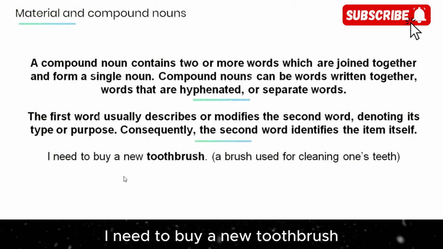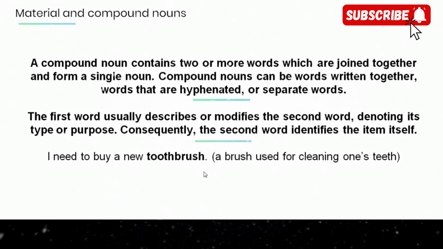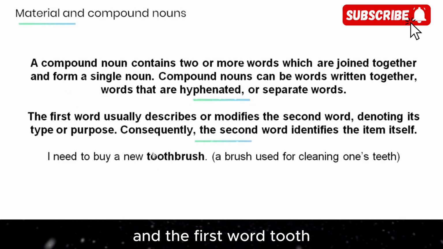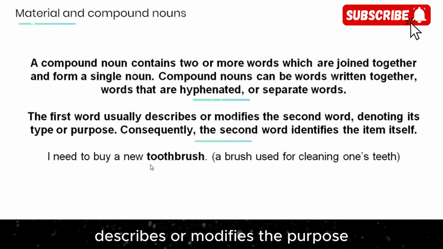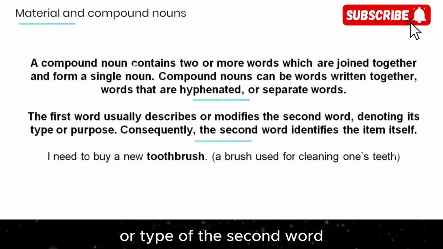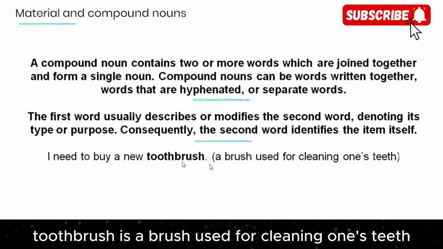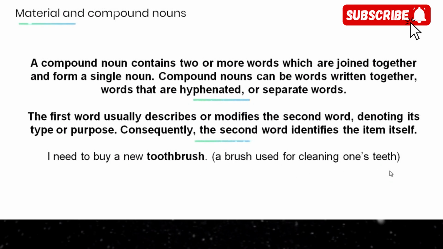I need to buy a new toothbrush. Toothbrush is a compound noun written together, and the first word, tooth, describes or modifies the purpose or type of the second word, which is brush. And so, toothbrush is a brush used for cleaning one's teeth.